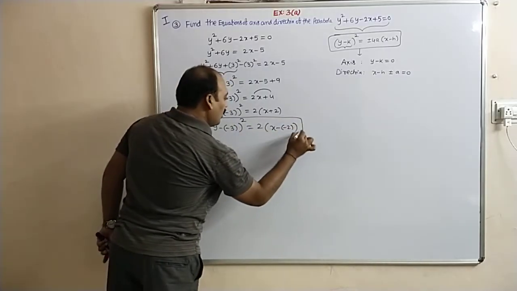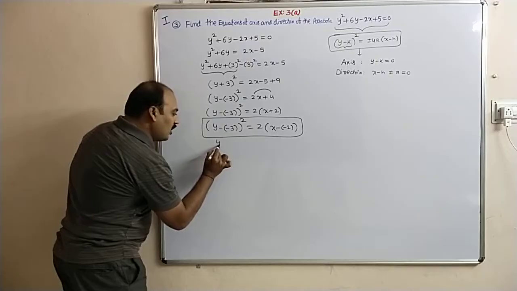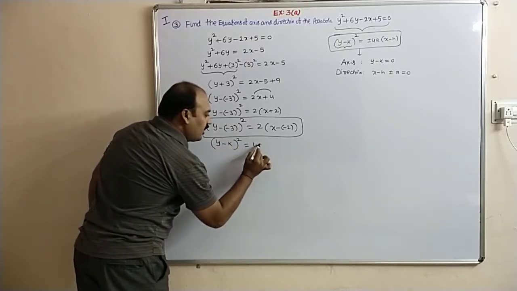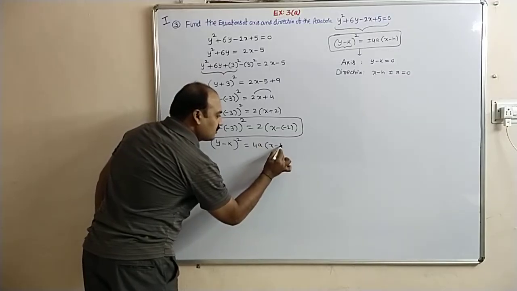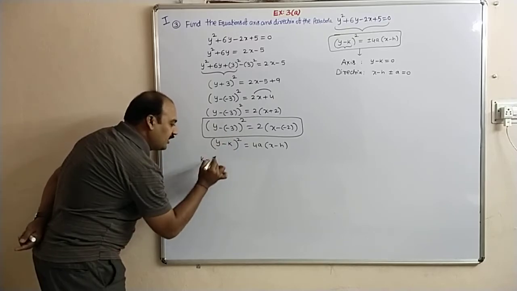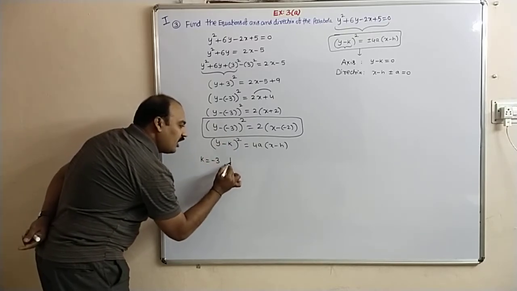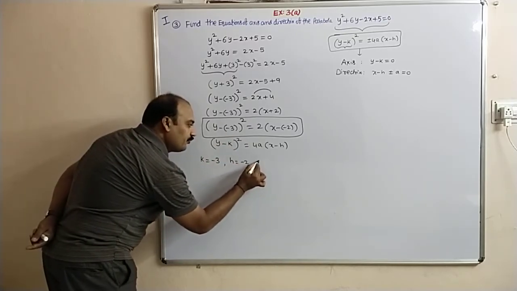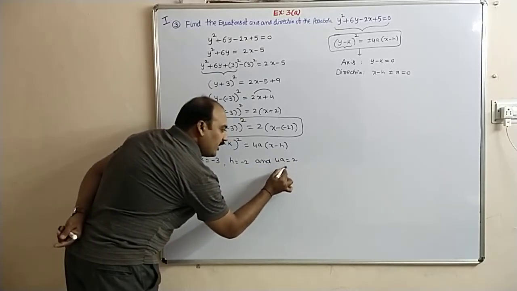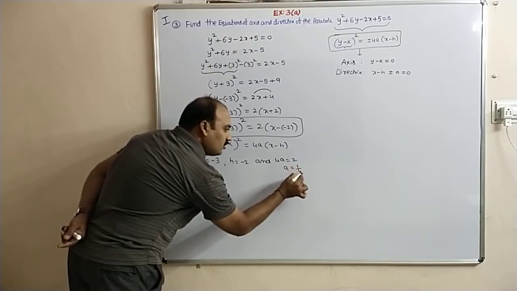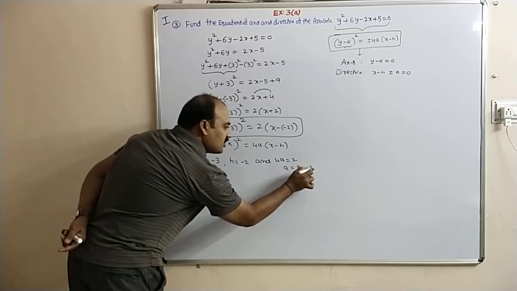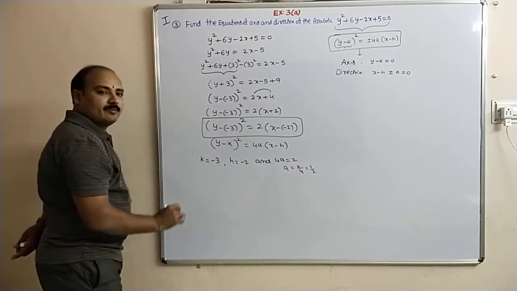This equation you have to compare with y minus k whole square is equal to 4a into x minus h. Now if we compare this, k is equal to minus 3 and h is equal to minus 2 and 4a is equal to 2. So a is equal to 2 by 4, which is 1 by 2. 2 ones are 2, 2 twos are 4. The a value is 1 by 2.